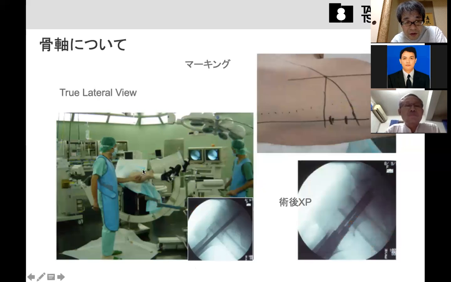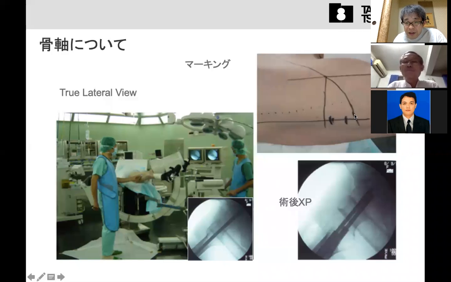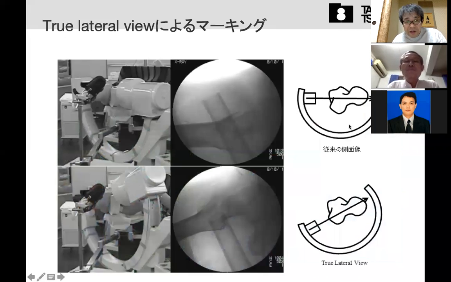So this view we call a true lateral view. In this view, the femoral shaft line and the femoral head center come to the same line. So in this view, the anteversion of the femoral head is completely adjusted. In this view, I put on the metal bar, and then I can identify the femoral shaft, and then again draw the line like this. Then open the skin here and insert the screw from here.